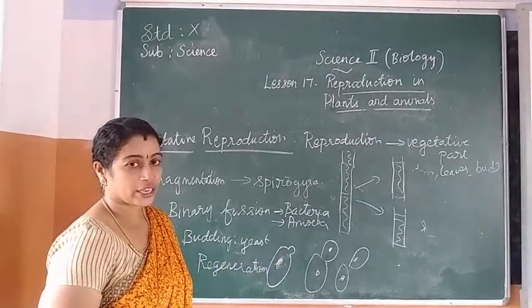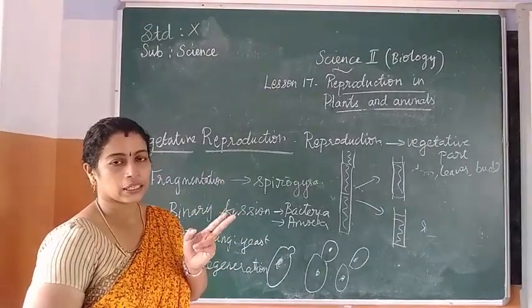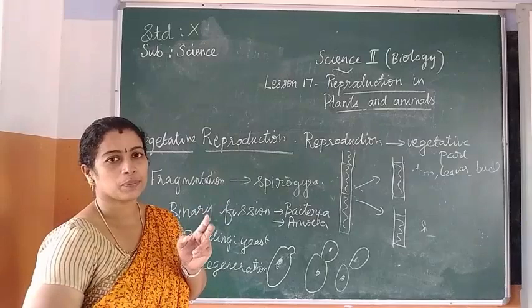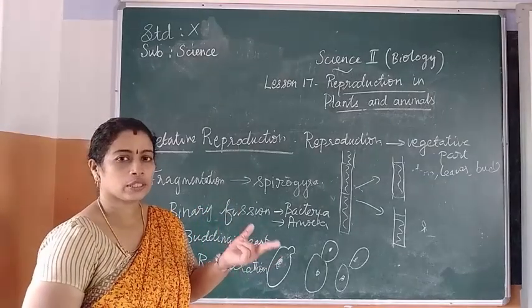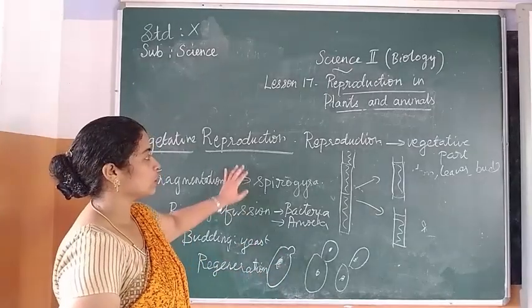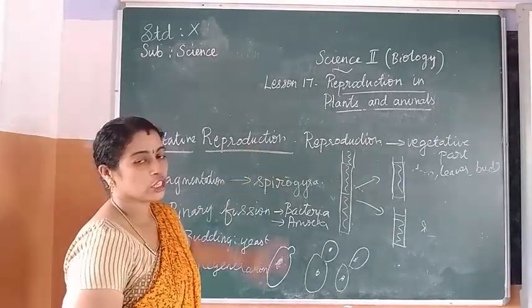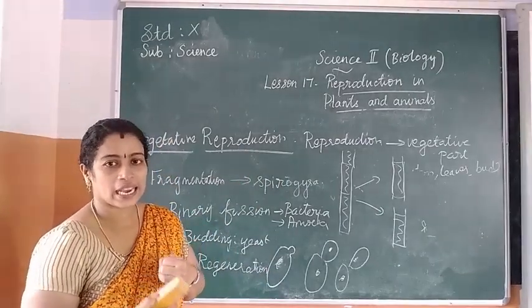So that is regeneration. If the body part is cut into several pieces, each body part will be able to grow into a separate organism. That process is known as regeneration. So we have completed the vegetative reproduction. First we studied about vegetative reproduction in higher plants.